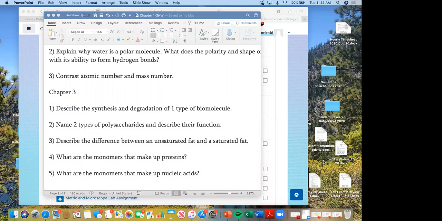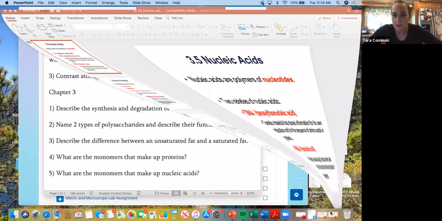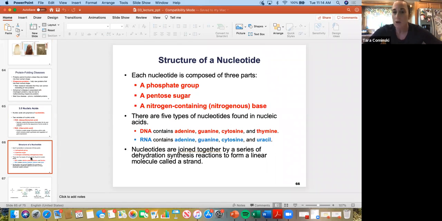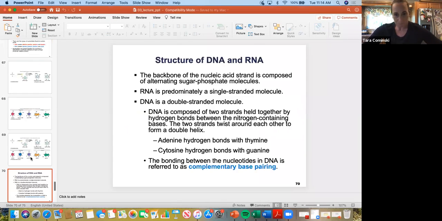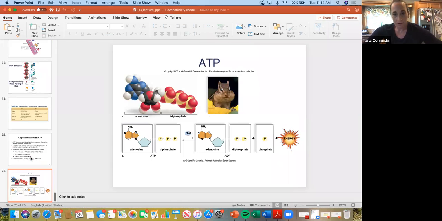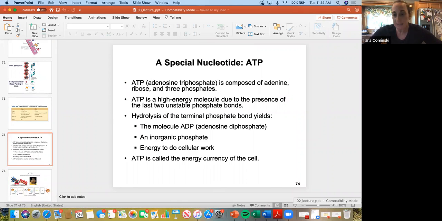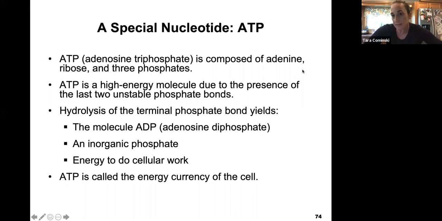Can we go over ATP a little bit? Yeah, sure. Actually, that's funny because I was going to mention that, but let's quickly go over that. So ATP is a nucleotide. It's composed of adenine, ribose, and then three phosphates.